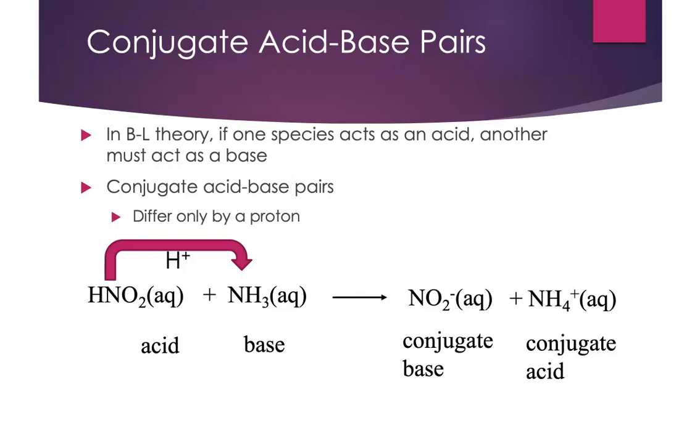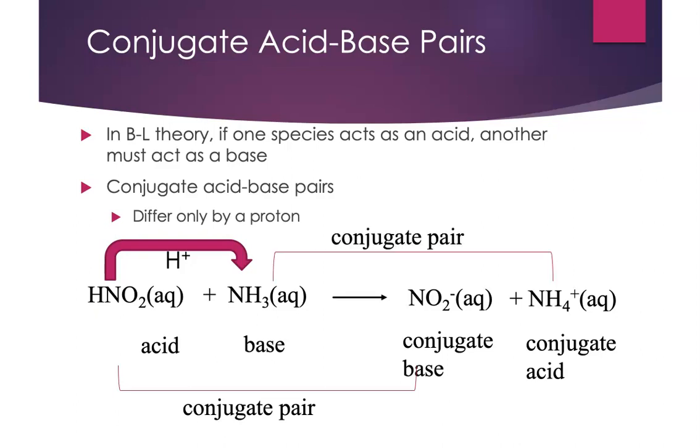When HNO2 gives away H+, it makes NO2-, and that's a conjugate pair. Notice they only differ by H+ in their formula. When NH3, the base in the forward reaction, accepts the H+, it makes NH4+, which is its conjugate acid. NH3 and NH4+ are a conjugate pair. This is something that gets emphasized a lot in Bronsted-Lowry theory, identifying these conjugate pairs. It's really about writing the reactants and products for the equation when the H+ gets transferred.